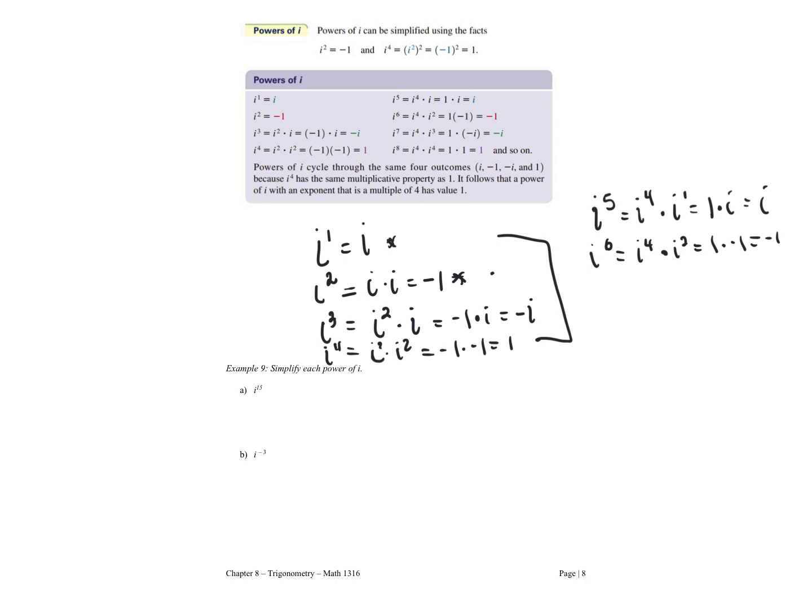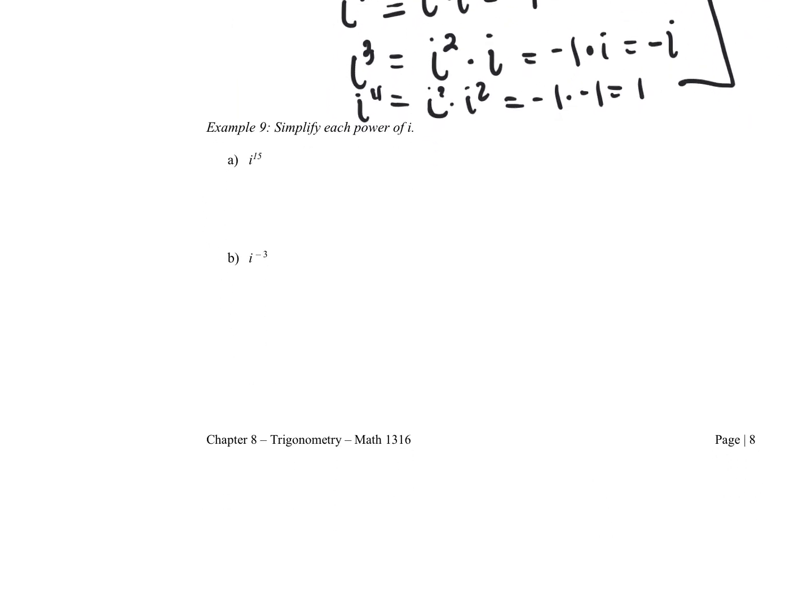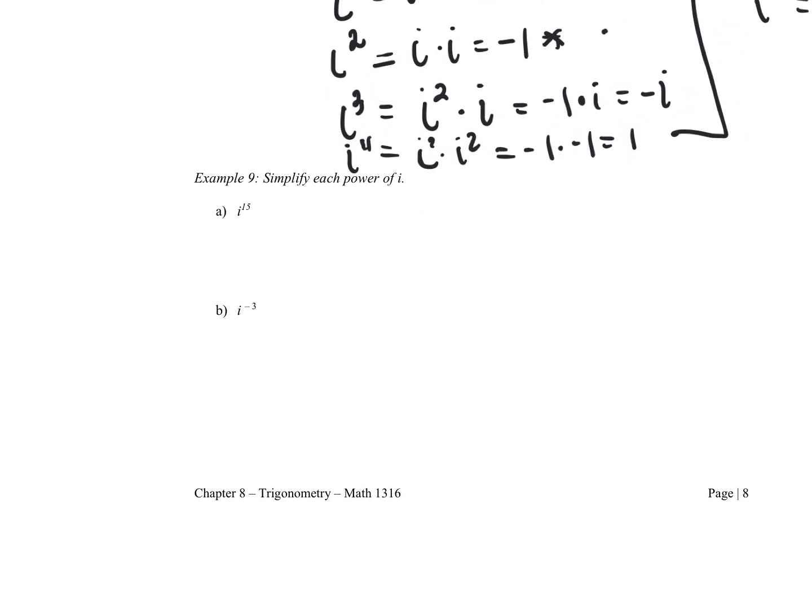So let me show you how to simplify i's to really big powers, because it's super simple. So what you're going to do is straight up long division. This is your work. 4 goes into 15 3 times. 3 times 4 is 12. Subtract. Remainder 3. Whatever your remainder is, that is your power. So for example, this is equal to i to the 3rd.